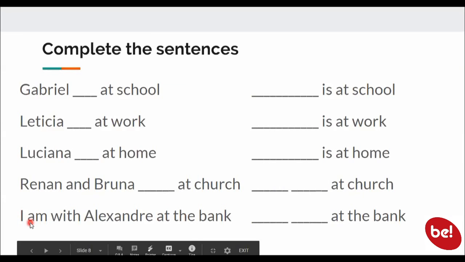In this final one, I say I am with Alexandre. So that's me and another person. So we use we are. We are at the bank.